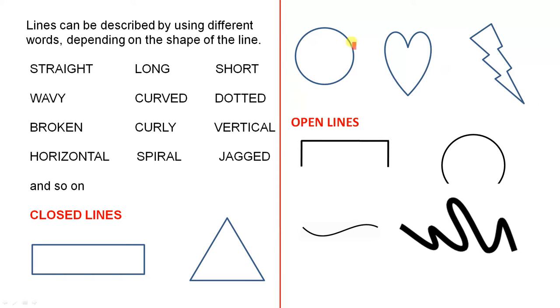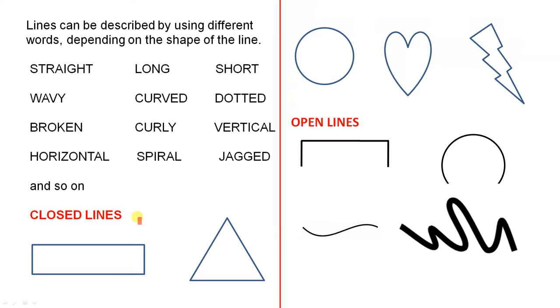Lines can be described by using different words depending on the shape of the line. So here I've got 12 descriptions, and there are many others. So we can have straight, long, short, wavy, curved, dotted, broken, curly, vertical, horizontal, spiral, jagged, and so on.